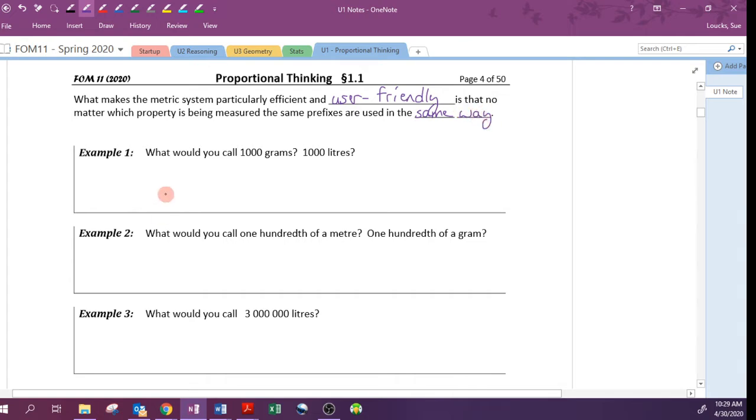So for example, what would you call 1,000 grams? That's 1 kilogram. 1,000 liters is then 1 kiloliter. Okay? That was easy. What would you call 1/100th of a meter? Well, that's 1 centimeter.